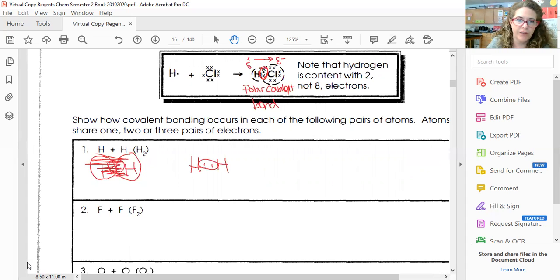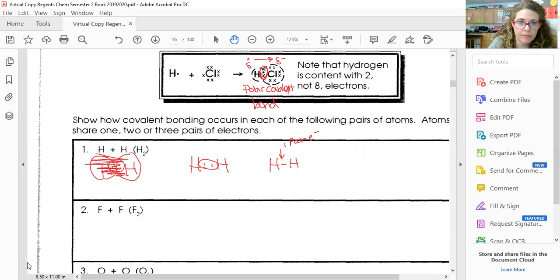There's my shared pair of electrons. And now you can leave it like this. That's totally fine. But you can also indicate that we do this, right? It's a lot neater also. So then this represents that 1 pair of electrons.